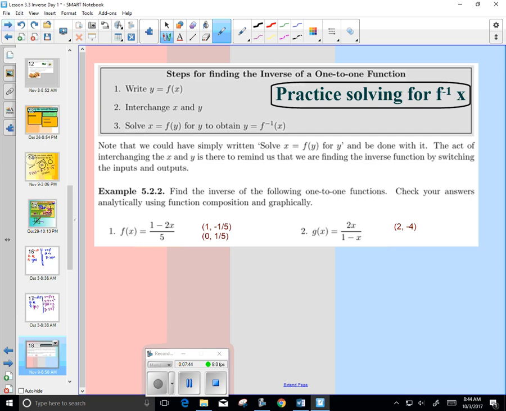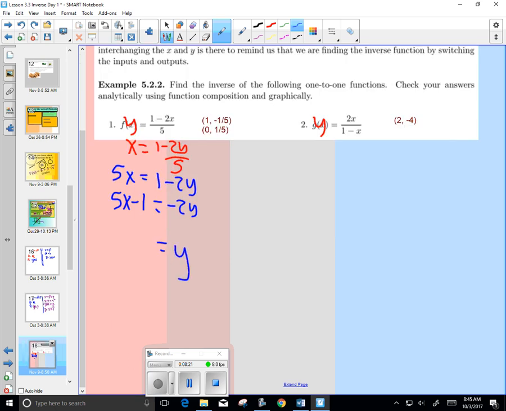Okay, let's practice a couple of these. First thing we're going to do is take an easy one here, y equal to 1 minus 2x over 5, and here y is equal to 2x over 1 minus x. I want you to switch the variables and solve for y. So if I switch x and y around, I'm going to get 5x equal to 1 minus 2y, subtract 1, 5x minus 1 equals negative 2y. What's y going to be equal to? 5x minus 1 over negative 2.